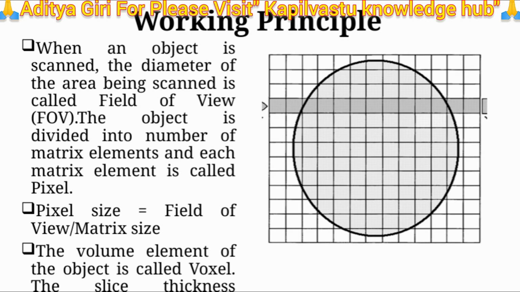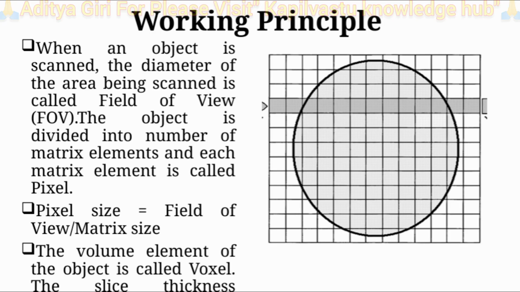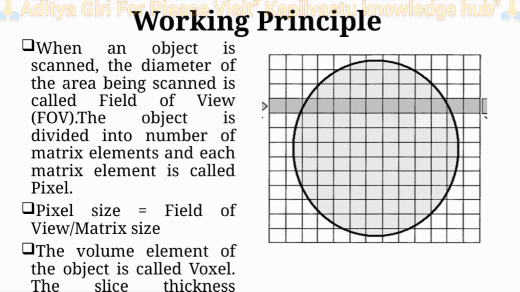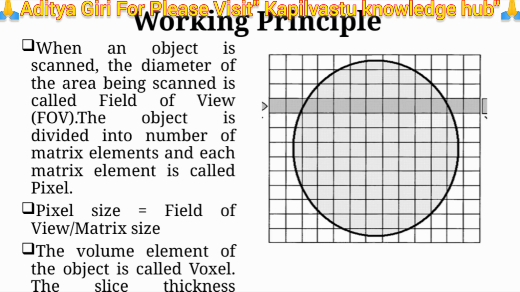Moving from 2 dimensions to 3, the volume element of the object is called a voxel. You can think of a voxel as a 3D pixel, representing a small cube within the scanned volume. The thickness of each slice in the scan corresponds to the height of this voxel, giving us a sense of the depth dimension. Understanding these concepts, FOV, pixel, and voxel, is fundamental because they directly influence image quality, resolution, and how accurately we can analyze the scanned object.